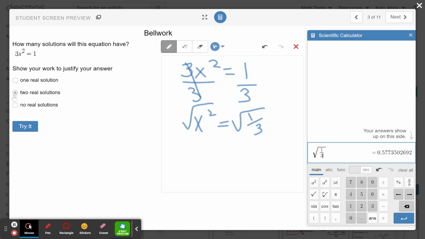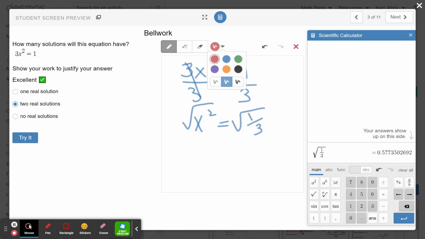In this case, it's actually 2. It's a positive version, and then it's also a negative version of it. So that's why there's 2 real solutions. And how do you know it without even using a calculator? There's a positive number underneath the square root.